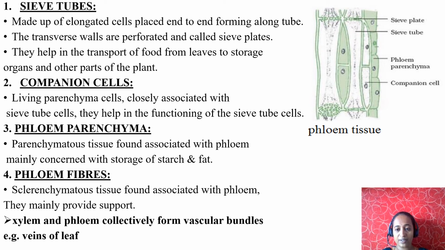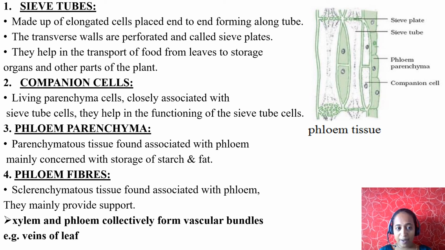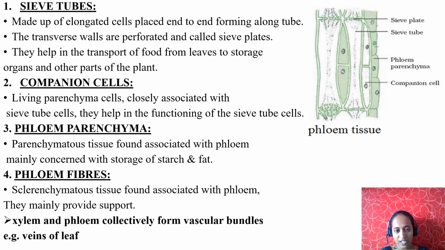Next, phloem fibers, as the name indicates, fibers provide support. These are sclerenchymatous tissue found associated with phloem. They mainly provide support. Fibers always provide support. Next, xylem and phloem collectively form vascular bundles. These vascular bundles are majorly present in veins of a leaf.